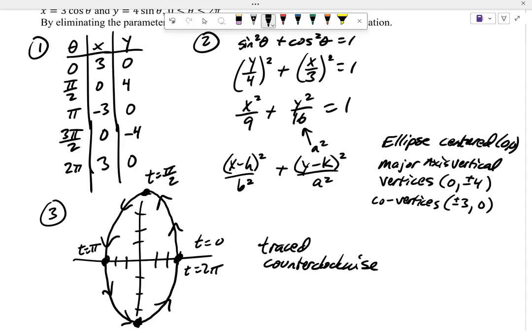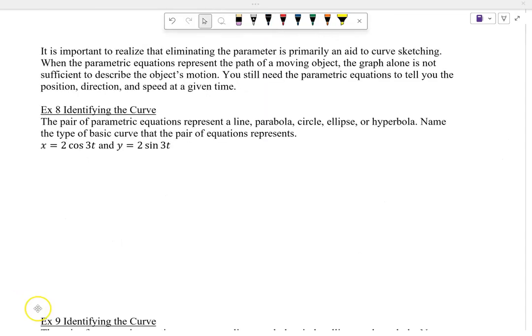A set of parametric equations that creates an ellipse. I put a little note in here. Just note that when you eliminate the parameter, it's just helping us to sketch the curve, right? But we still need the parametric equations to tell you the position, direction, and speed at any given time t, right? We need to know that orientation. And so let's go ahead and do another one here. And let's identify the curve. Let's just practice identifying, is it a line, parabola, circle, ellipse, or hyperbola?